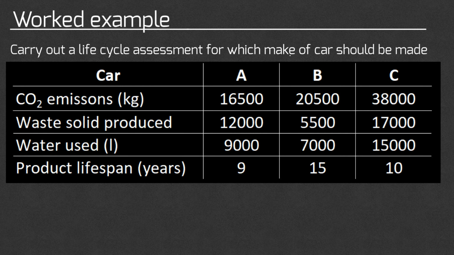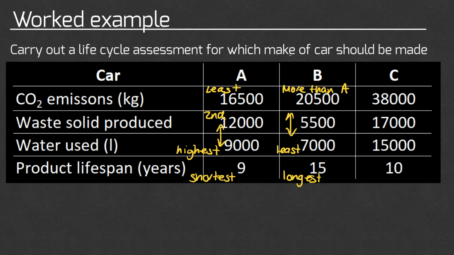So we're going to carry out a life cycle assessment for which of these 3 cars, A, B or C, should be produced by a company. We're going to look at the CO2 emissions, the waste solid produced, the water used, and the lifespan of the product. Let's look at car A first. Out of the 3, it has the least amount of CO2 produced. It has the second highest waste produced in terms of the waste solid and the amount of water used, and it has the shortest lifespan.